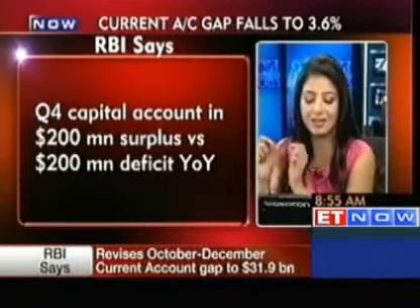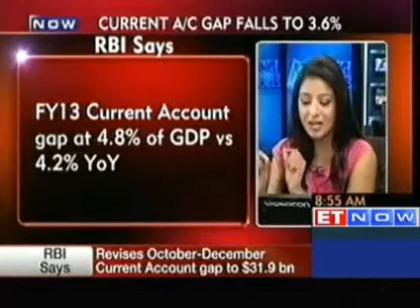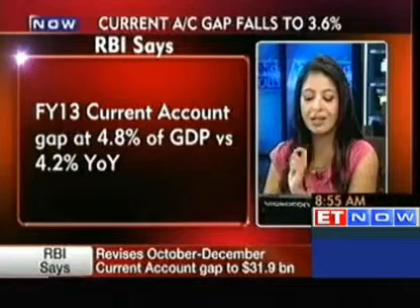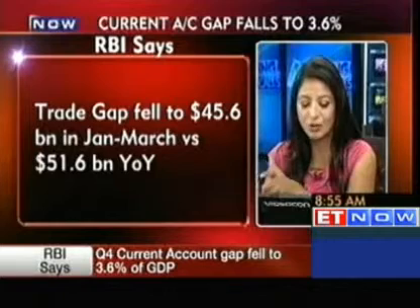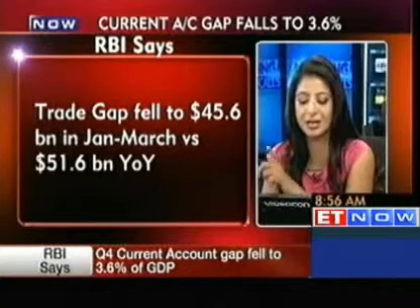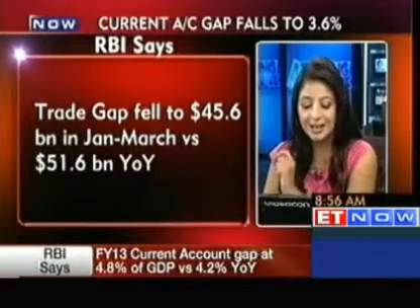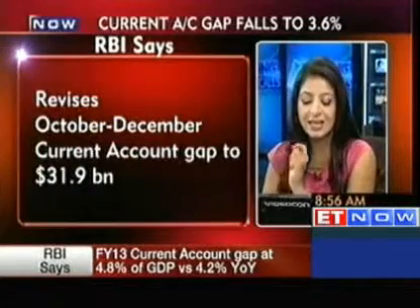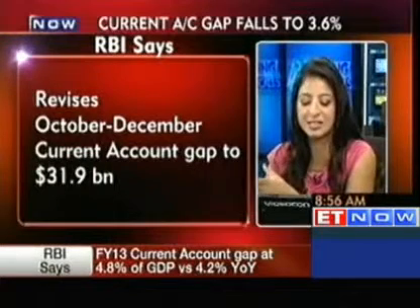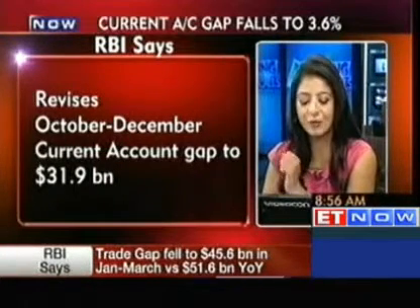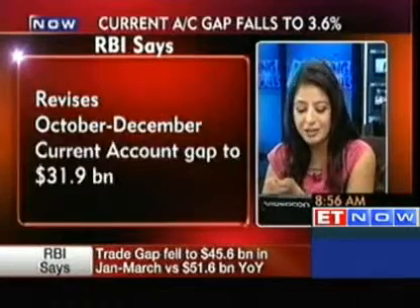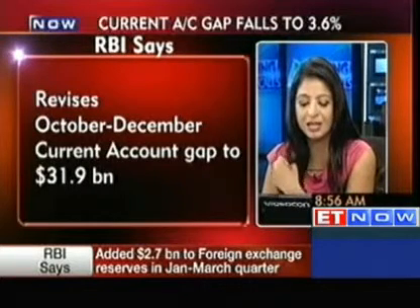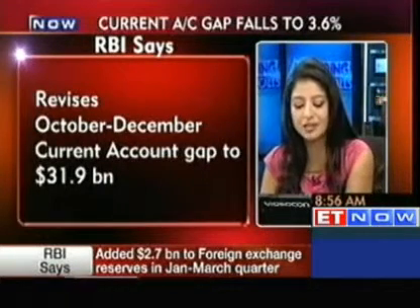The FY13 current account gap stands at 4.8% of the GDP versus a comparable of 4.2. The current account gap fell to 3.6% of the GDP in the quarter January to March. Also, merchandise exports have gone up by about 5.9% in the Jan-March quarter. The trade gap now stands at $45.6 billion in the Jan to March quarter versus $51.6 billion, on a year-on-year basis. The forex reserve addition has been to the tune of about $2.7 billion, and the Jan to March CAD stands at $18.1 billion. Also, the Jan to March quarter financial account surplus has come in at $17.6 billion.